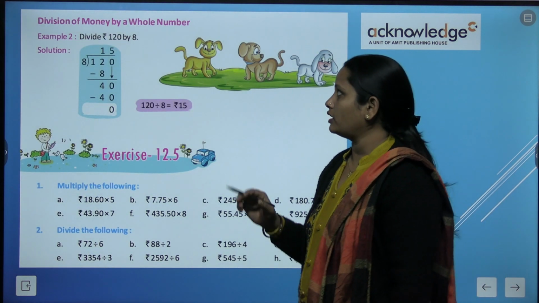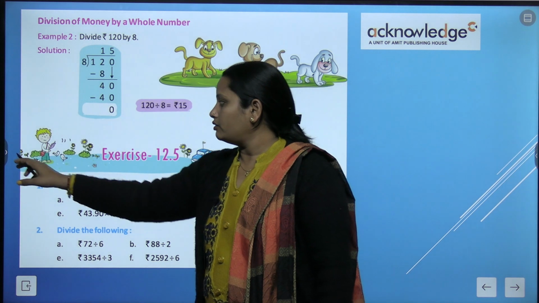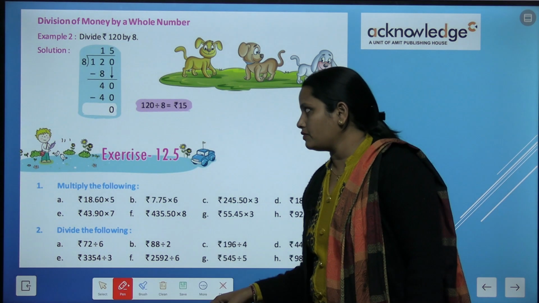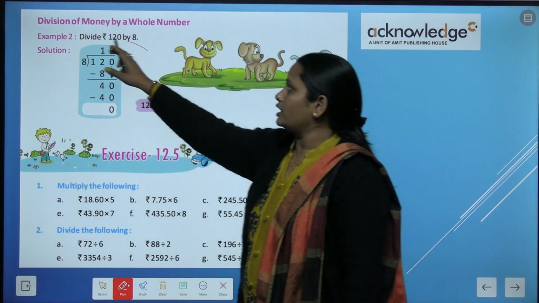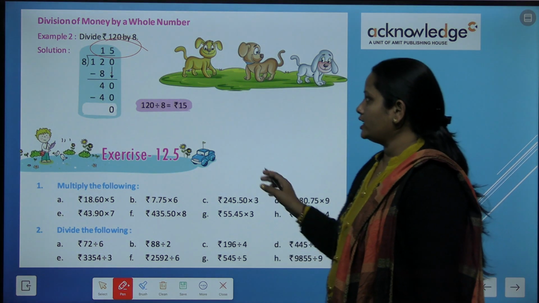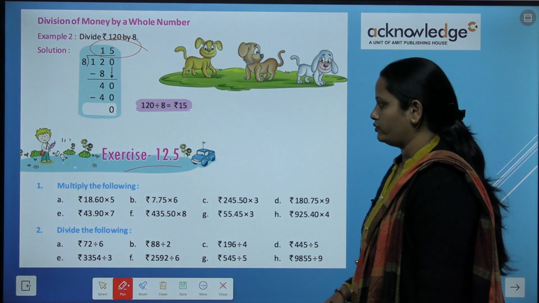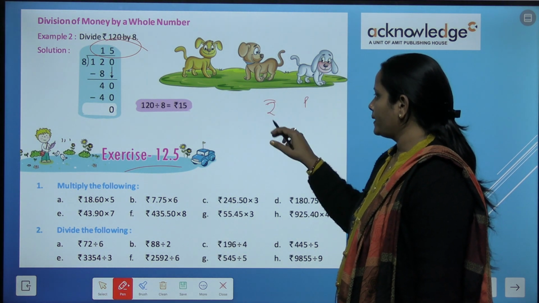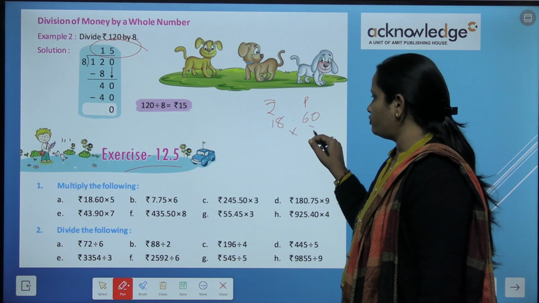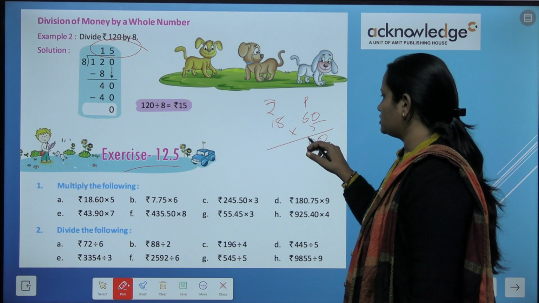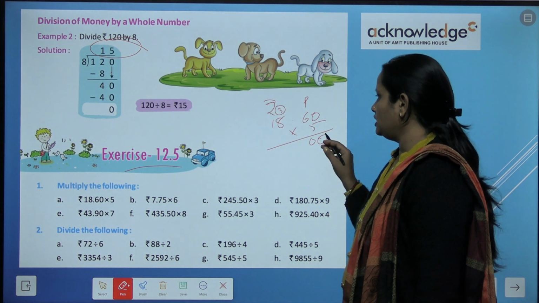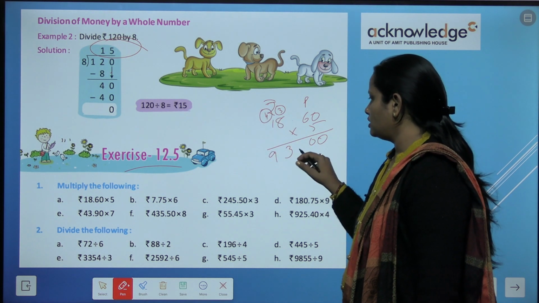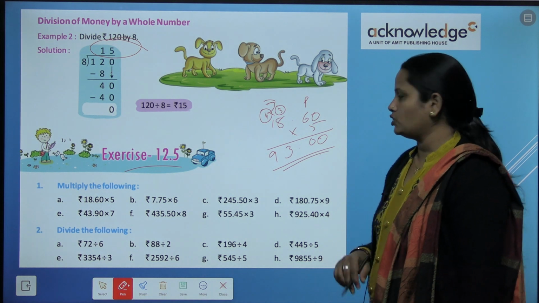Similarly, we will divide the money by a whole number. अब 120 rupees को डिवाइड करना है हमें 8 से. तो हमने सेम डिविजन किया जैसे हम करते हैं, and on division we get 15 as the answer. So let's quickly move on to exercise 12.5. Here we have to multiply the given number. So let's multiply 18 rupees and 60 paisa by 5. 5 0 0, 5 6 are 30, 5 8s are 40, 5 1s are 5. So here the answer is 93 rupees.